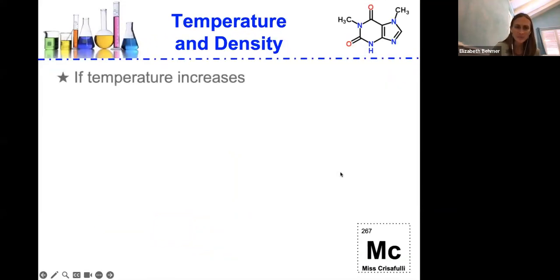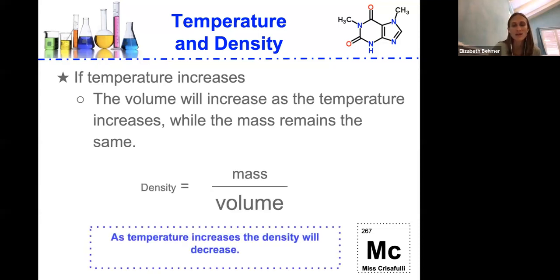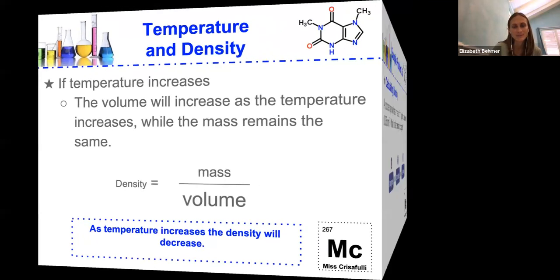If temperature increases, the volume will increase while the mass remains the same. That's one kind of property we get. So as temperature increases, the density will decrease.